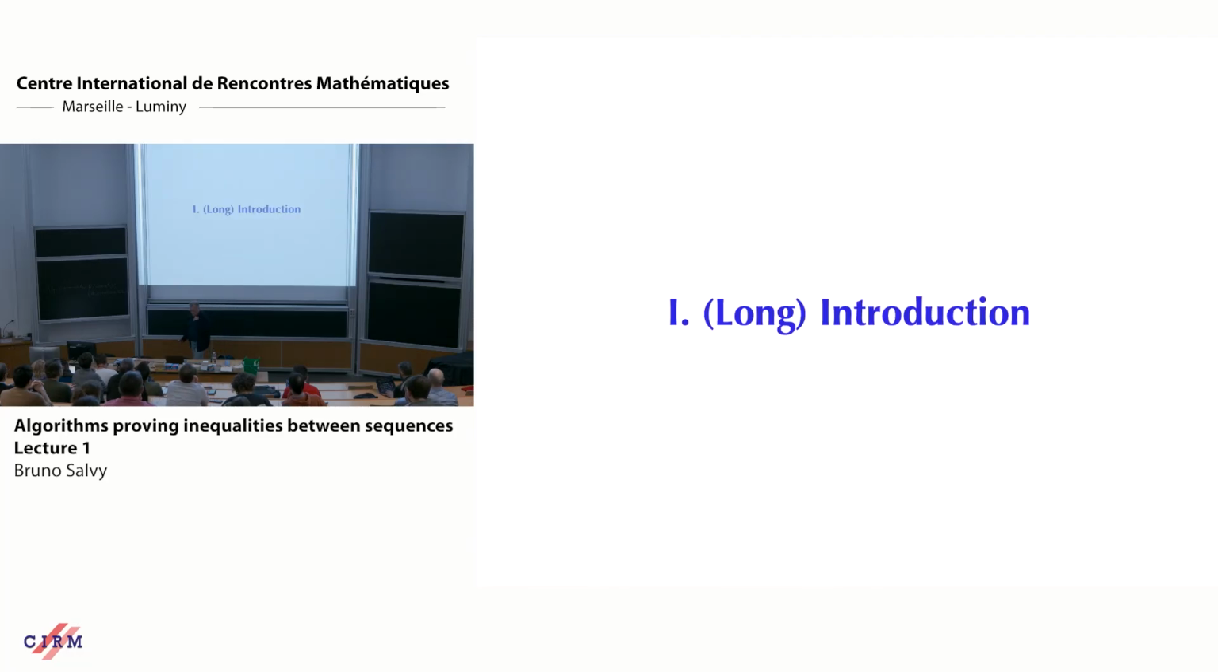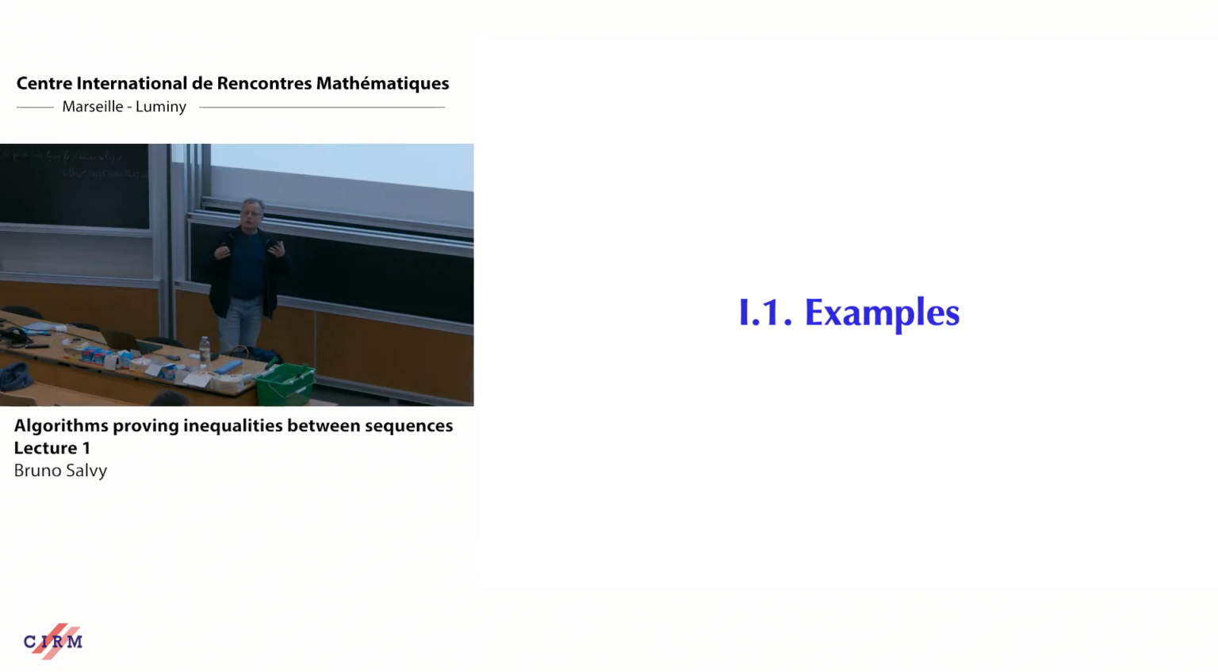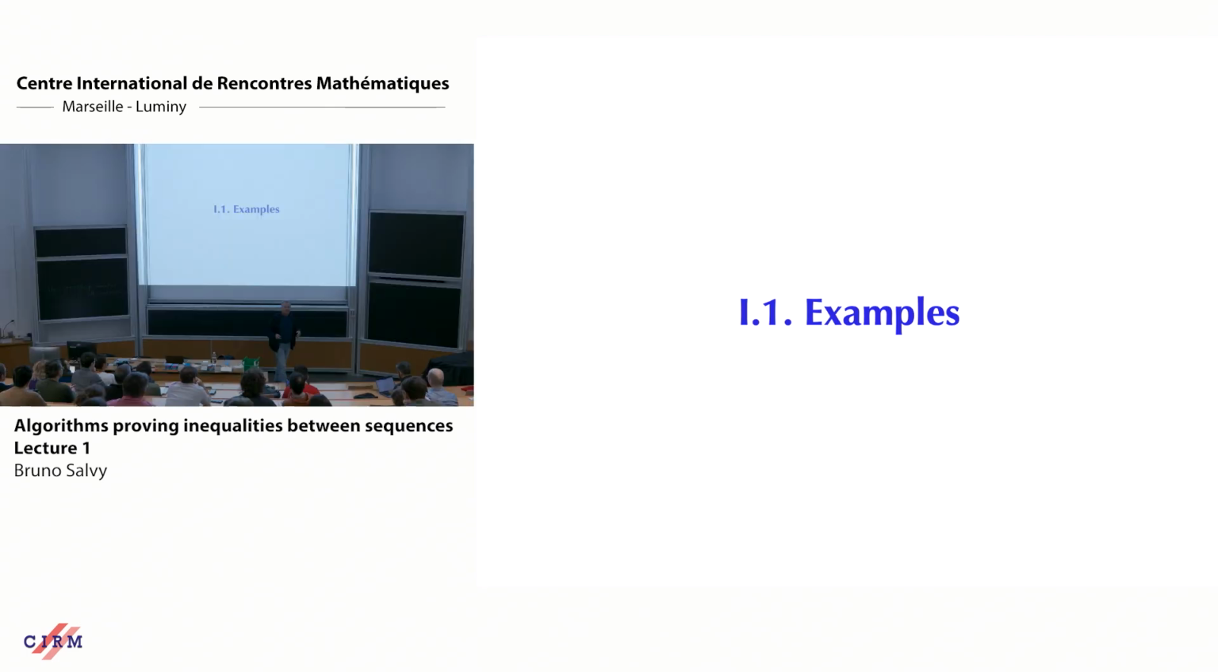Okay, so I will start with a long introduction, almost an hour. So it's not yet really in course mode, so no definitions, no proofs, that will come later. And let me start with examples. More or less natural examples where positivity or inequalities are not obvious. They've been proven or not by hand. And the question is, what can we do with computer algebra?